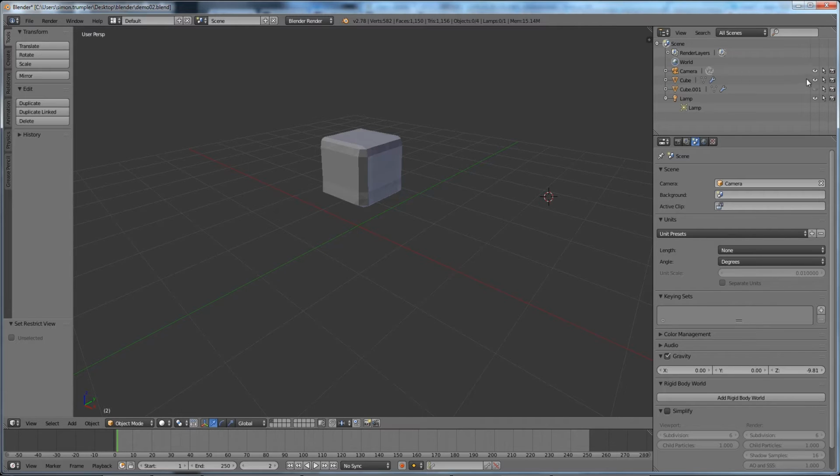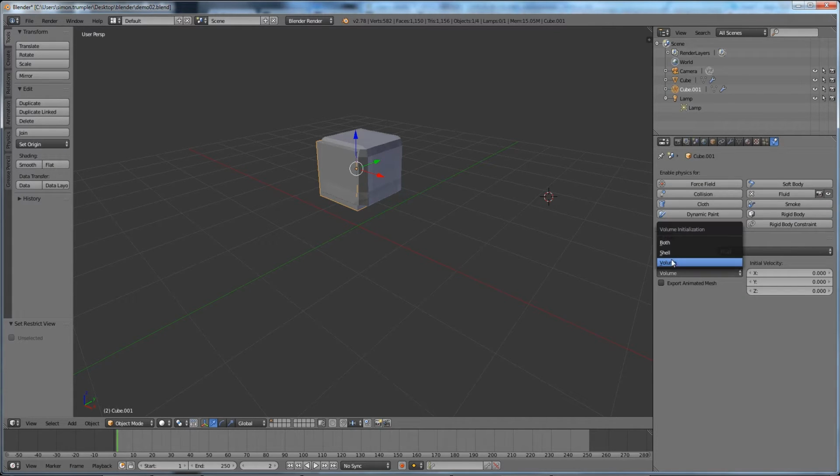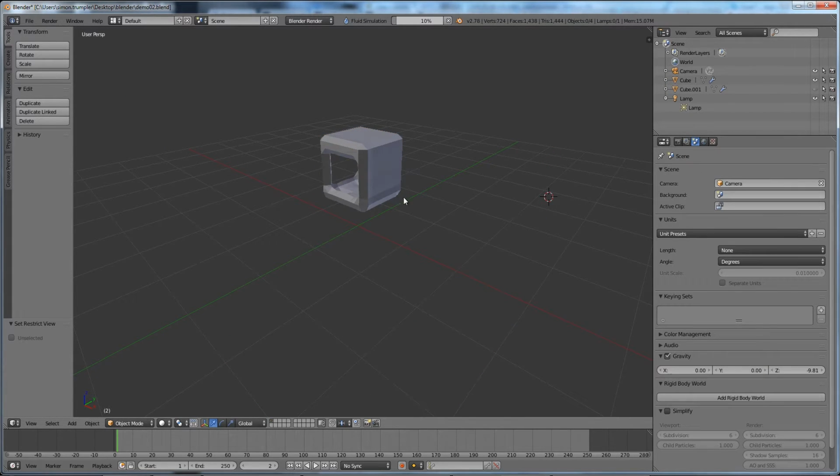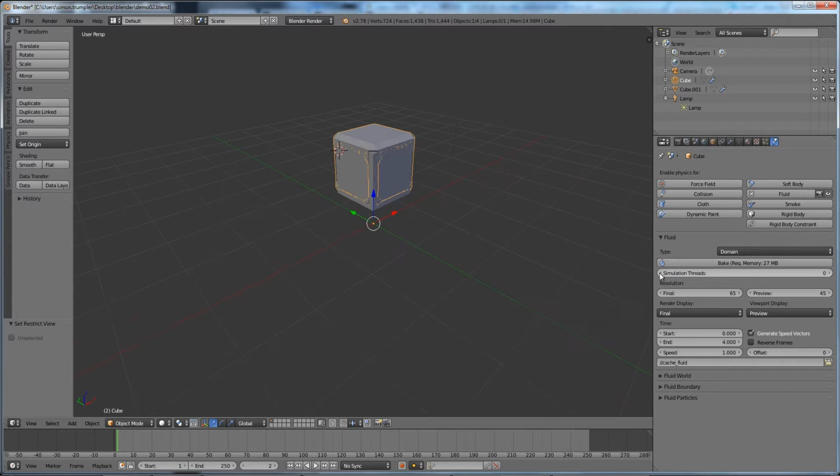If we set this cube to shell and rerun the simulation, then we will see that only the outer surface of the cube is now spawned with liquid, right? Liquid is only spawned on the outer areas and not inside of the cube. So yeah, only the shell of the cube, of the geometry, is taken into account. It gets interesting when we look at the both option.